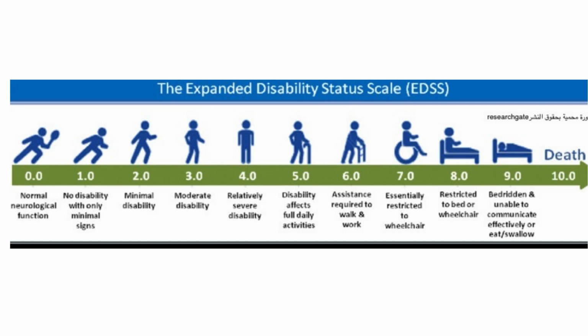For example, a score of 3 means mild disability but full mobility. A score of 6 means you need a cane or crutch to walk. At 7 or higher, you may need a wheelchair. The EDSS helps guide treatment decisions and monitor disease progression. EDSS is not perfect. It mostly measures physical disability and may miss fatigue or cognitive problems. Still, it's widely used in MS care.